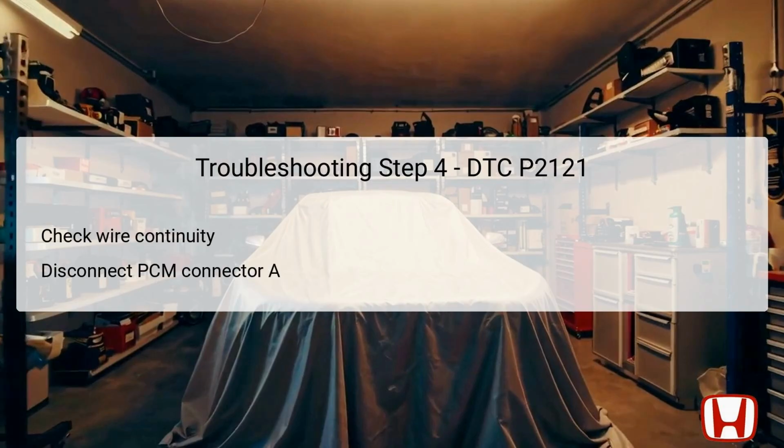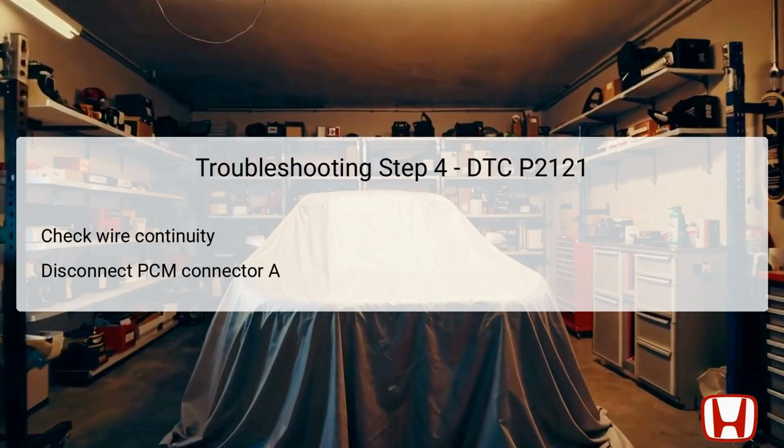The fourth step focuses on checking for shorted wires within the APS1 line. After ensuring the vehicle is turned to the off position, use the HDS to jump the SCS line and wait for a minute to reset the system. Disconnect the PCM connector A, 51P, to isolate it further.